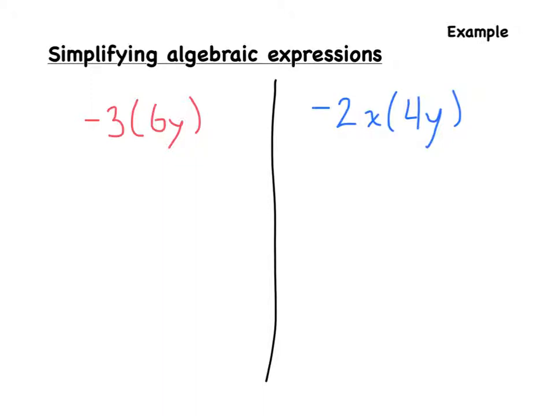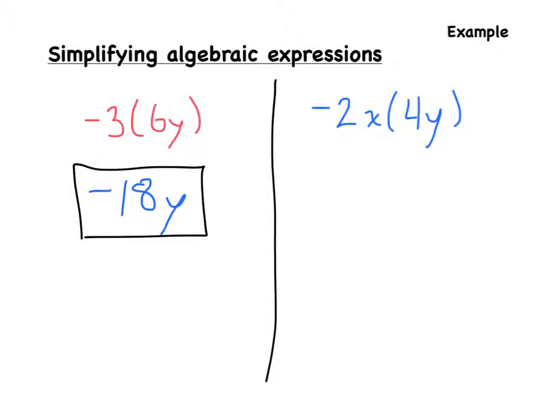So, remember, if we are multiplying this negative 3 times 6y, we'd think of this as multiplying the negative 3 times 6 first. So negative 3 times a positive 6 is a negative 18. But we also have to carry along this y with us. So our answer is going to be negative 18 times y, or negative 18y. That is going to be our final answer.